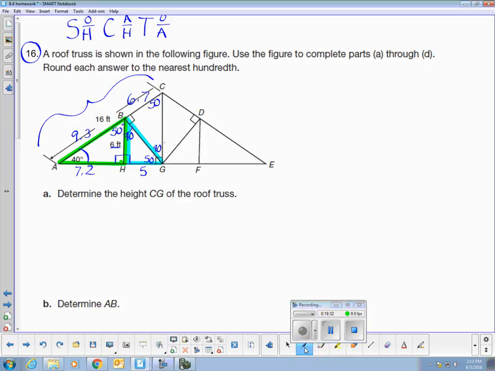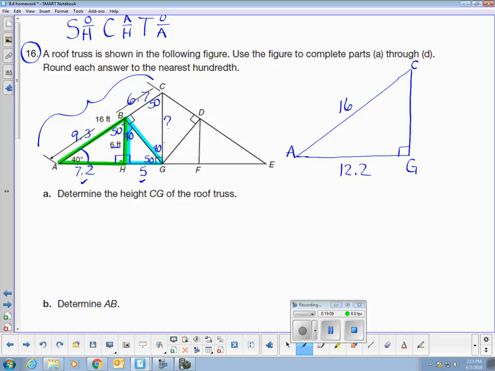So I think I'm ready now in trying to find segment CG. And to do that, I'm going to draw triangle ACG. And I'm going to place the values that I know. For example, I know that the hypotenuse is 16. And then from A to G is 7.2 plus 5, which is 12.2.